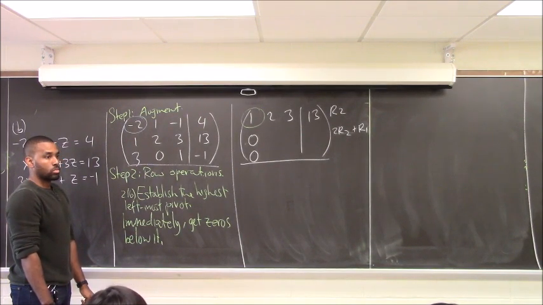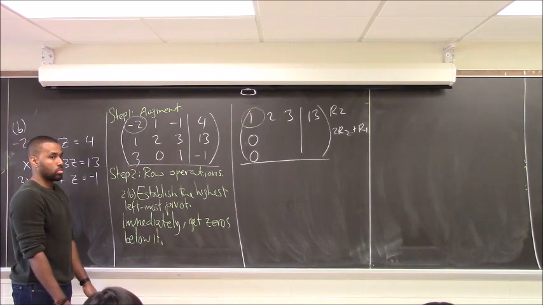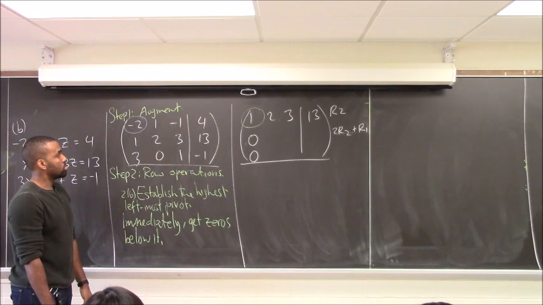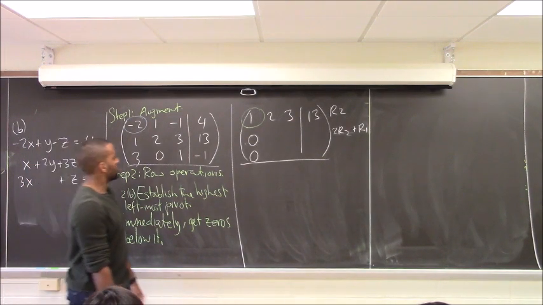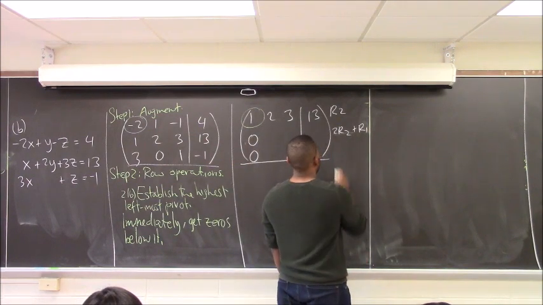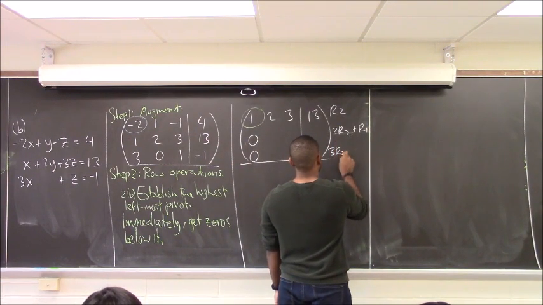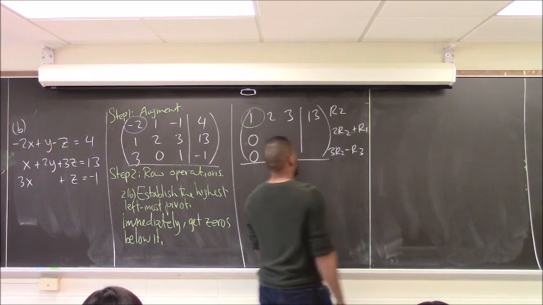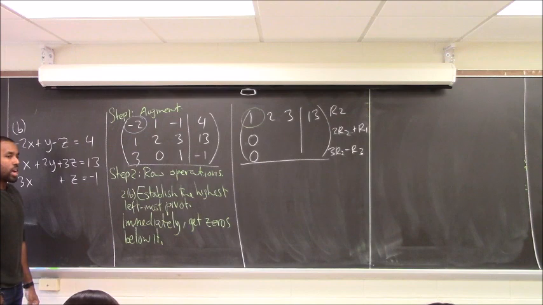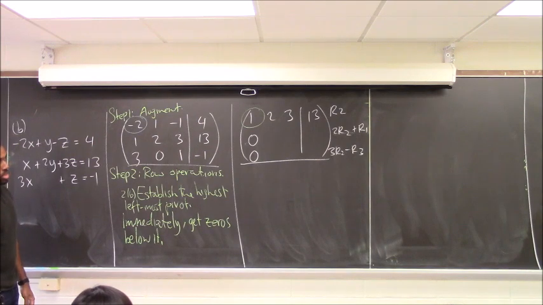Can you multiply the second row by -3 and add to the third row? Okay, let's do 3 row 2 minus row 3. So now I even know what I'm doing before I actually do it, right? This is the strategy, right? So now let's actually do these calculations.